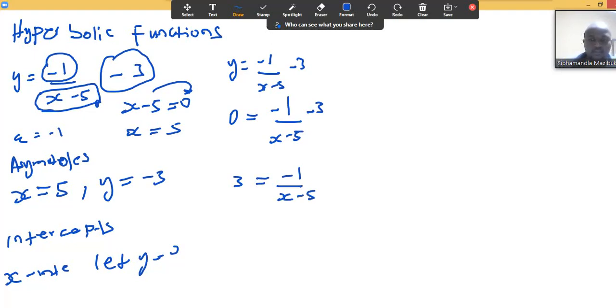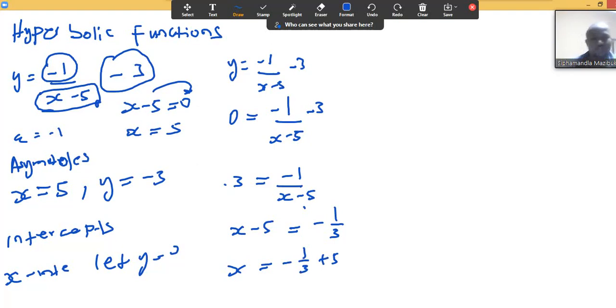Okay, so what we can do from here, we multiply like that. If we multiply, we'll just swap them. So what we can get from here is x minus 5 is equal to -1 over 3. This is possible because of this negative. So what we do now, we take that to that side. We have x is equal to -1 over 3 plus 5.